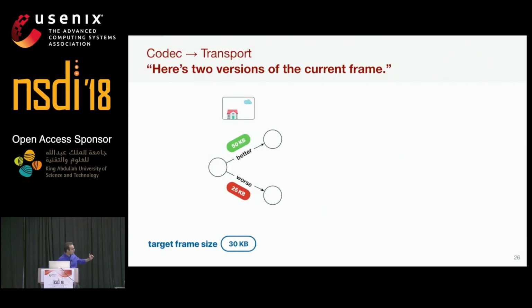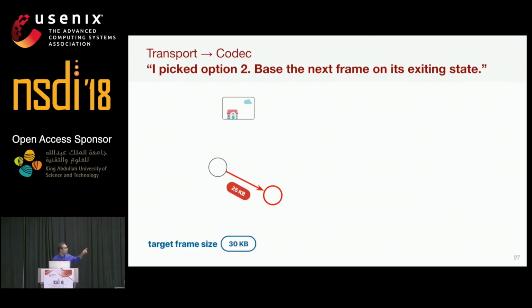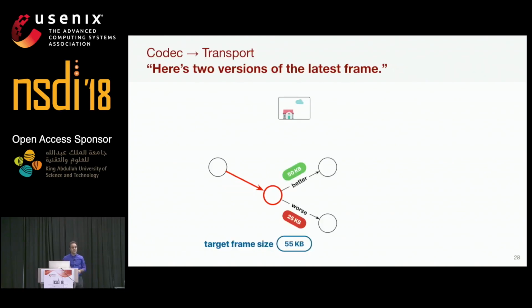So for each frame, the codec will give us two options. One version with a slightly better quality, one version with a slightly worse quality. And transport has an estimate for the next frame size that the network can handle without causing delays or excessive queuing. And the transport looks at the output sizes and picks the one that doesn't go over that estimate. It picks the option, tells the codec that, OK, I picked this one. And the codec will base the next frame on that existing state.